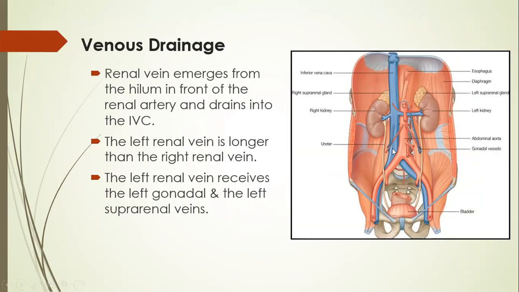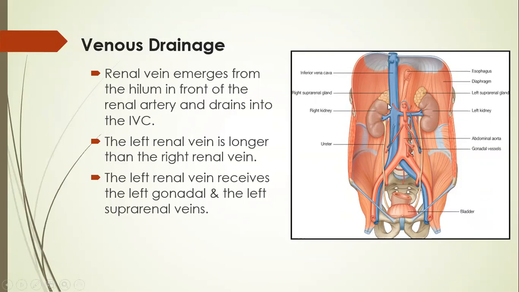Now coming to the venous drainage. Venous drainage is into the inferior vena cava through the renal veins. These are the renal veins which drain into the inferior vena cava. This is the venous drainage of the kidney. The renal vein emerges from the hilum in front of the renal artery. As you can see here, the renal artery is behind and the renal vein is in front, so the most anterior structure will be the renal vein. It emerges in front of the renal artery and drains into the inferior vena cava.